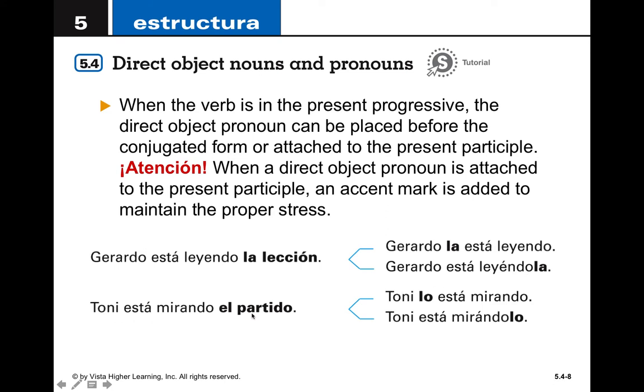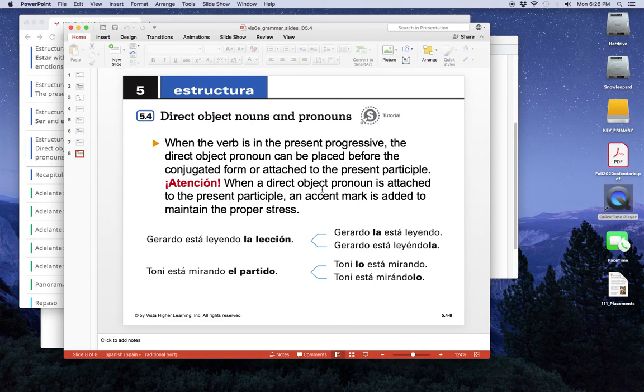Tony está mirando el partido. Tony, so we want to turn el partido to it. Tony lo está mirando, or Tony está mirándolo. Right? So you notice we put the accent mark over there when we add it to the end of the present progressive. And that's it for the slide.